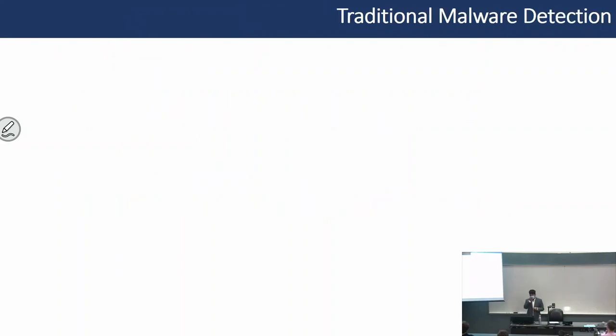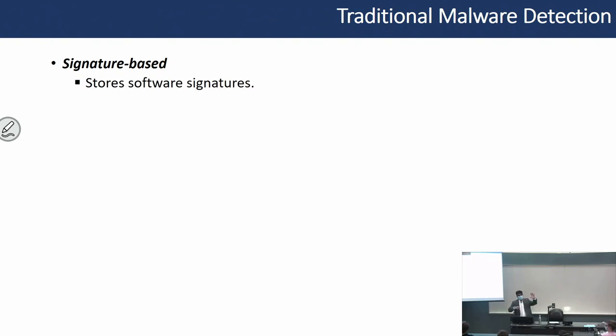So traditional antivirus software are of two types, signature-based and behavior-based. Let's talk about signature-based first. The signature-based antivirus software will create a signature from any software running on your system. For example, we're running Microsoft PowerPoint right now, right? For your online classes, you probably use Zoom. You can use other software like a web browser, like Chrome, Microsoft Word, or whatever.